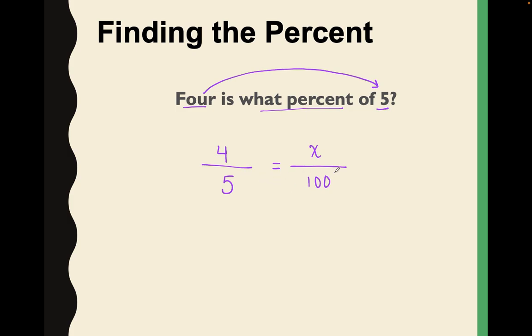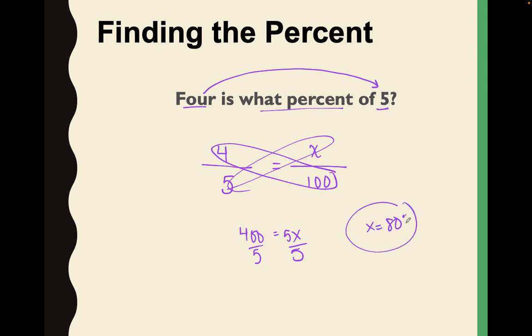And then we solve by multiplying 4 times 100, which is 400. And 5 times what number would also give us 400? We have to calculate by dividing 400 by 5. And so we get x equals 80%. Make sure if the question is asking for a percent, you give a percent. If the question is just asking for a number, you just give a number.